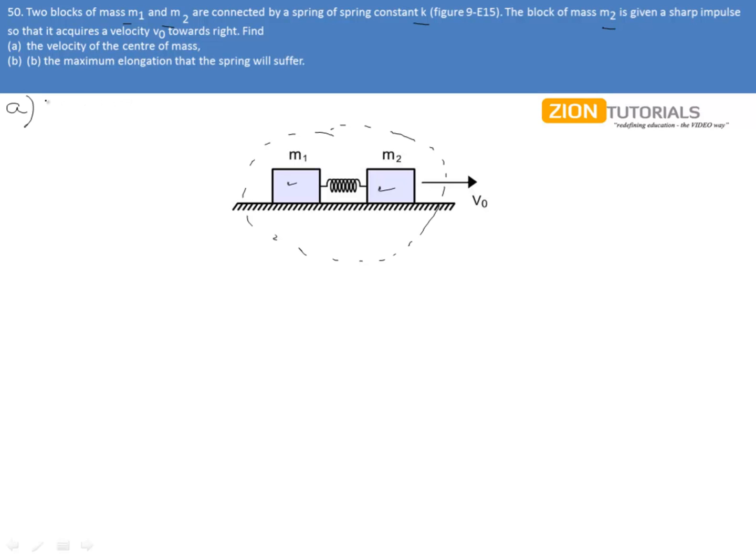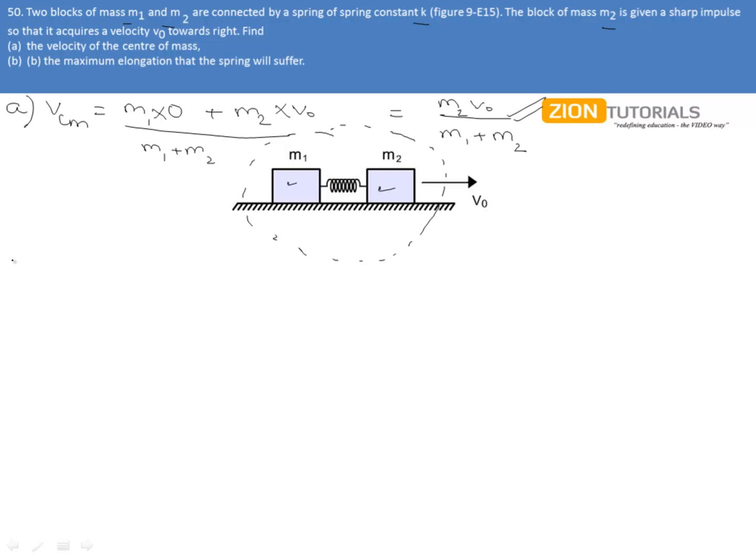So we have the center of mass velocity to be m1 into 0 plus m2 into v0 upon total mass, which is m1 plus m2, giving us the velocity of center of mass to be m2 v0 upon m1 plus m2.